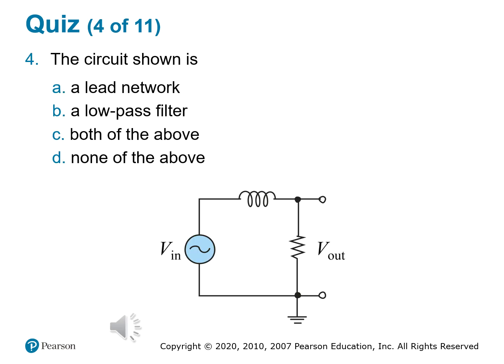And number 4. The circuit shown is what? A, a lead network, B, a low-pass filter, C, both of the above, or D, none of the above. Go ahead and pause the video now. All right, if you're back, the correct answer for number 4 was B, a low-pass filter.